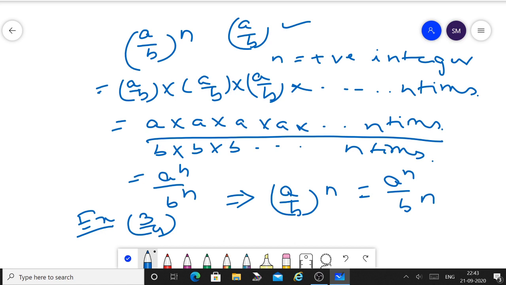3 upon 4 to the power 3. This means 3 to the power 3 upon 4 to the power 3. What is 3 to the power 3? 27 upon 64. Clear?